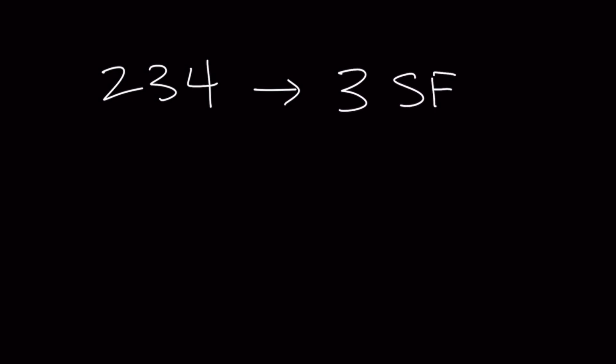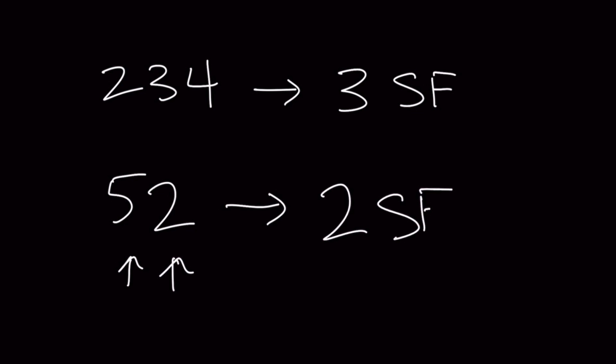Today we're going to go over significant figures. Let's say we had some number like 234. Any non-zero digit will be counted. So this number has 3 significant figures. Likewise, if we had some number like 52, there are 2 non-zero digits. So this number has 2 significant figures.